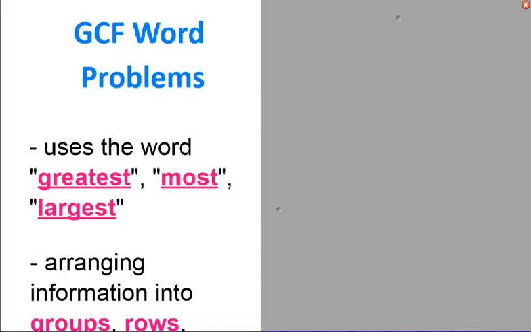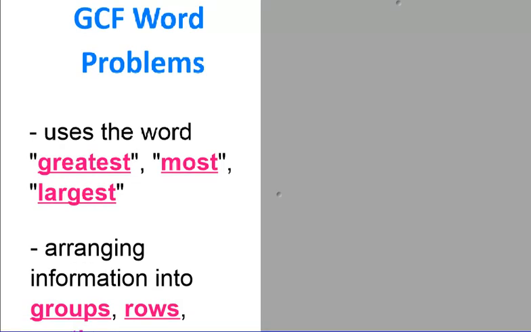So, how do you know when you need to use what? Well, if it is a GCF word problem, it's going to give you some hints. It's going to use the word greatest. It's going to use the word most. It's going to use the word largest. Okay? Now, that is usually what it's going to say, and that's going to usually be in the question part. So, what's the greatest amount of groups that can be created? What's the most amount of groups that can be created? What's the largest amount of baskets that can be created?